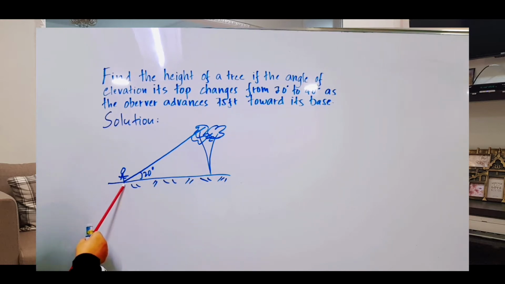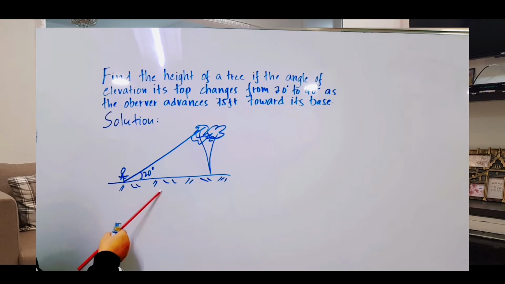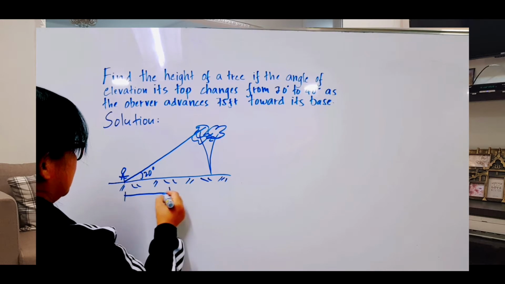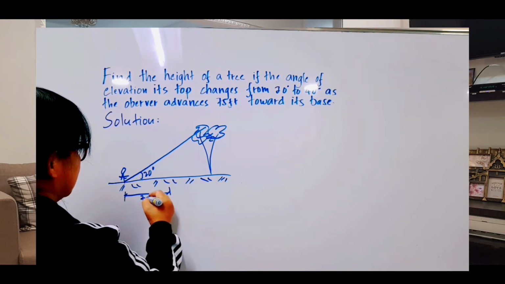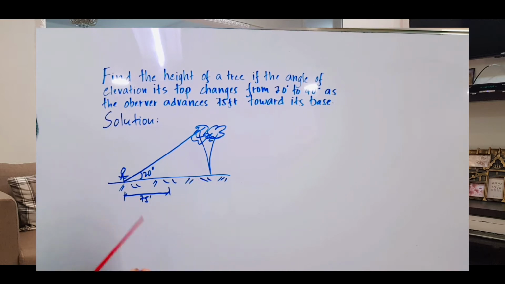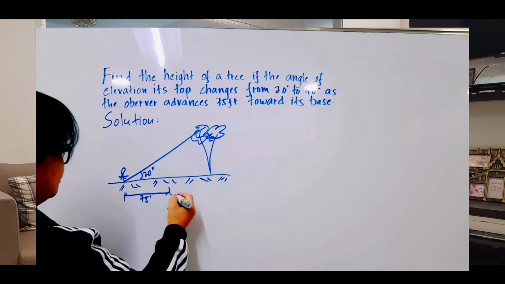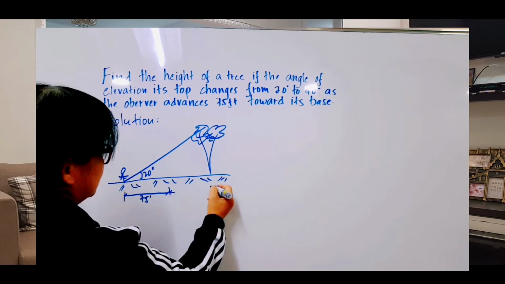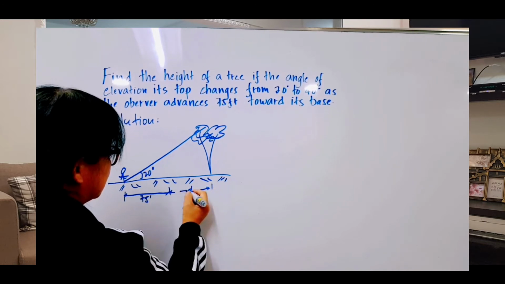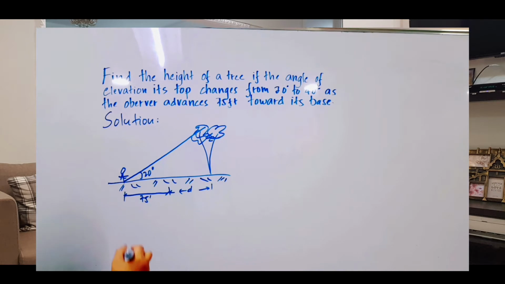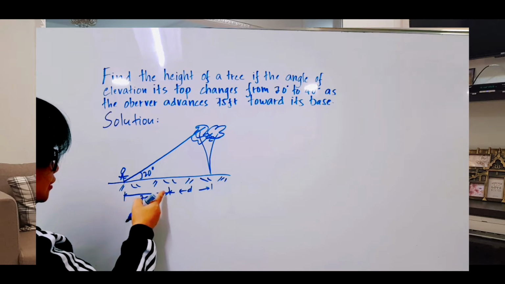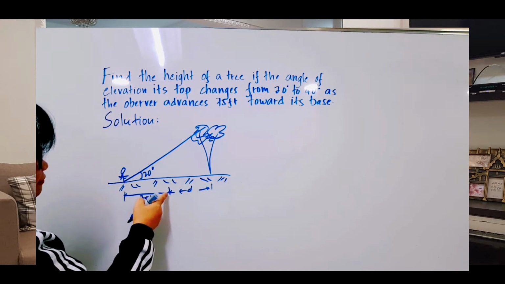Now, he's moving towards the base of the tree. So, from the original point, he's moving around 75 feet, from here to here, towards the base of the tree. Now, this distance from here to here, we'll designate as D, the distance. So, he's moving from the initial point towards the tree at around 75 feet.